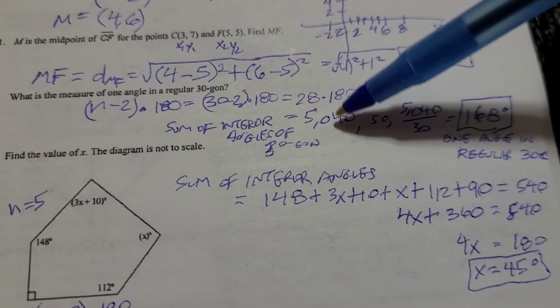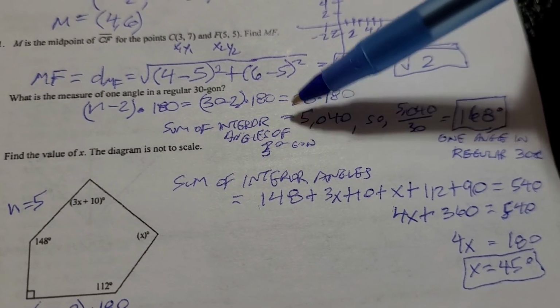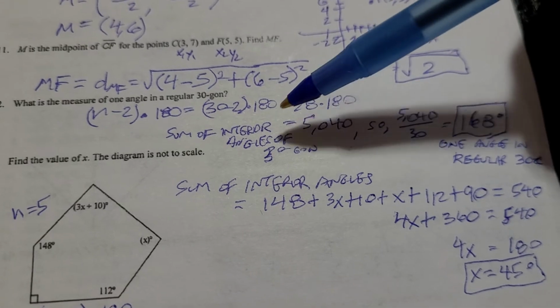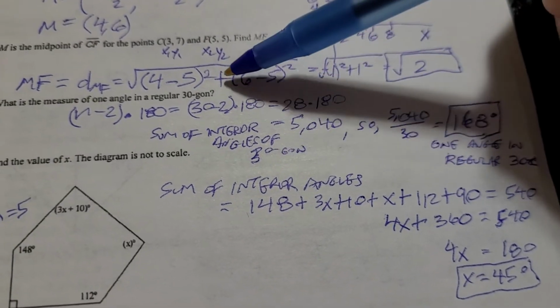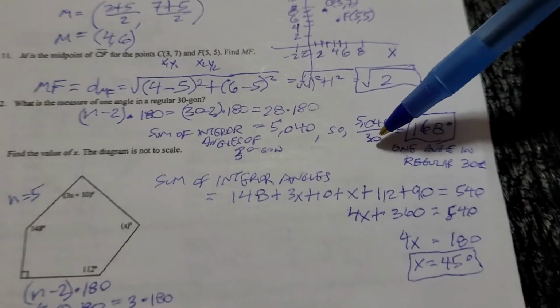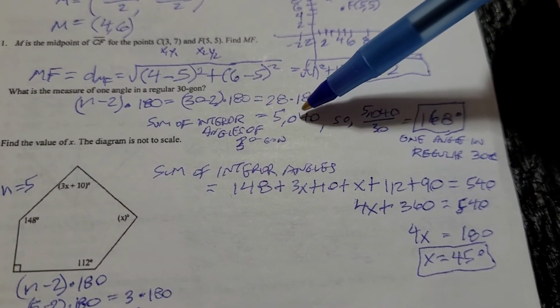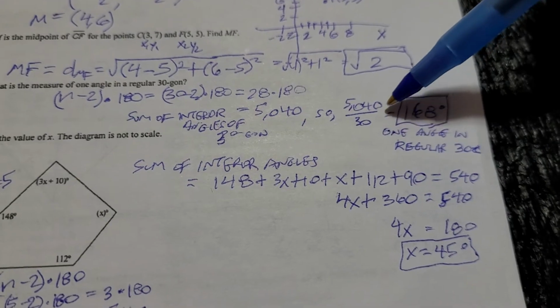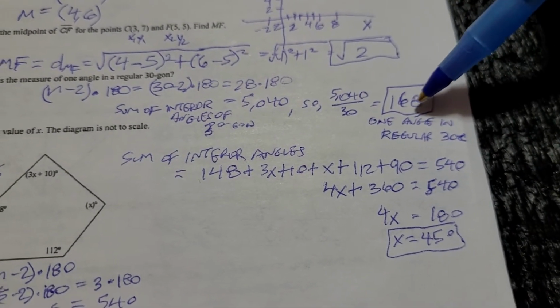Now the question is, so that's the sum of the interior angles if you add all of them up inside that 30-gon. Okay, the question though is, what is just one of those angles? Well, if you just want one of them, you just got to divide by the number of sides. So I'm going to take this 5040, divide that by 30. That's just going to give us 168.